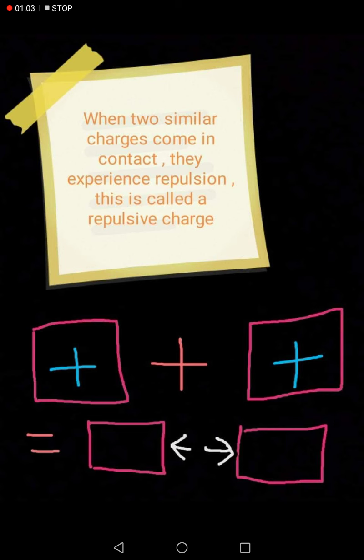When two similar charges come in contact, they experience repulsion. This is called a repulsive charge. Let's take two objects, both of which are positively charged. On bringing both these objects together, they repel each other, or in other words, they experience a repulsive charge.